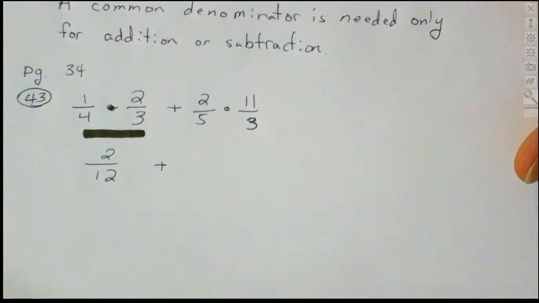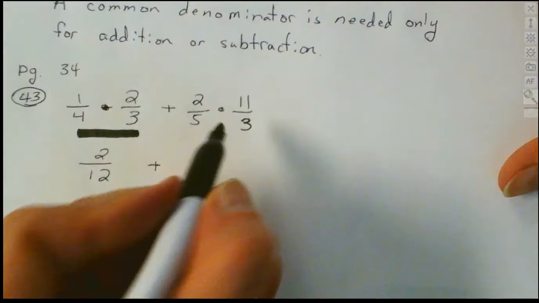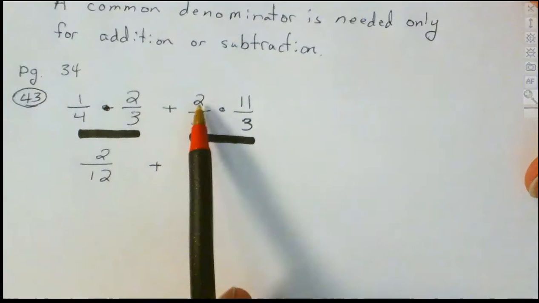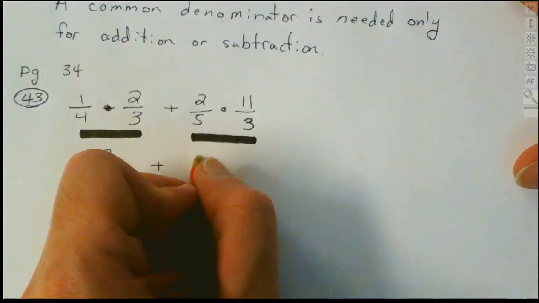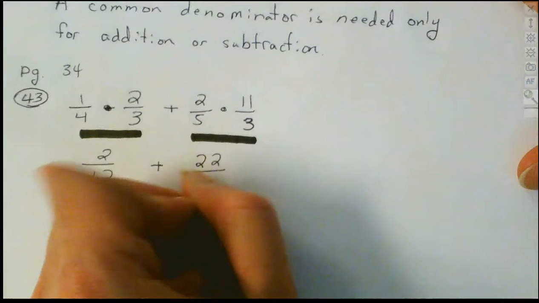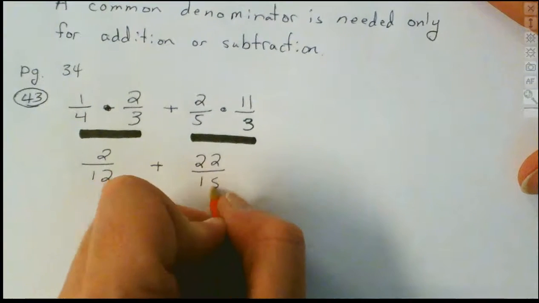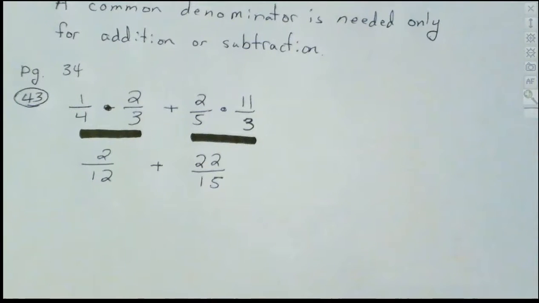Now we do the next set the same way. And we can reduce these down sometimes as well. So if we need to, we'll reduce them down. And we've got 2 times 11. Well, 2 times 11 is 22. And then we have 5 times 3, which is then a 15.